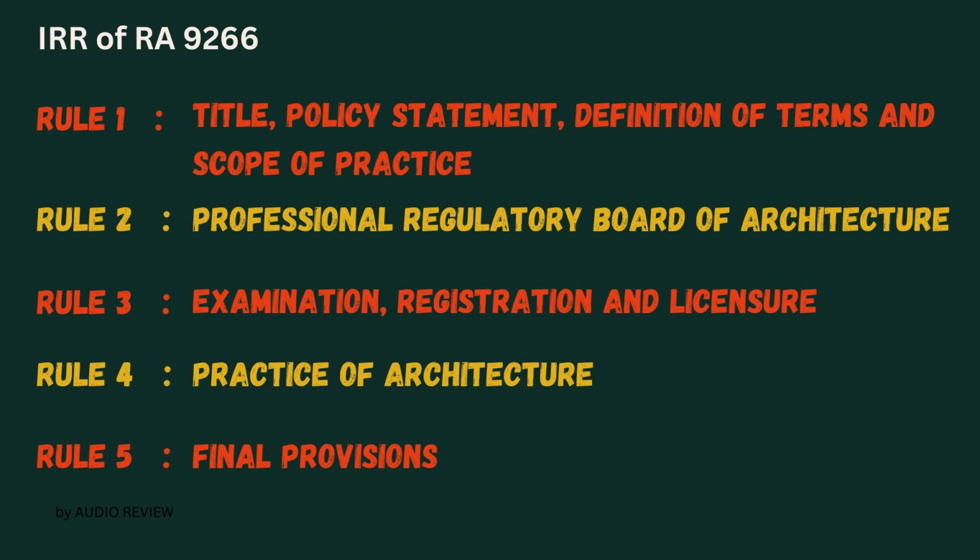Additional notes. The IRR of RA 9266 is composed of Rules 1 to 5. Rule 1 is composed of the title, policy statement, definition of terms, and scope of practice. Rule 2 is all about the Professional Regulatory Board of Architecture, or the PRBOA. Its organization, powers, and function. Rule 3 tackles the examination, registration, and licensure. It is from Section 12 to 24.